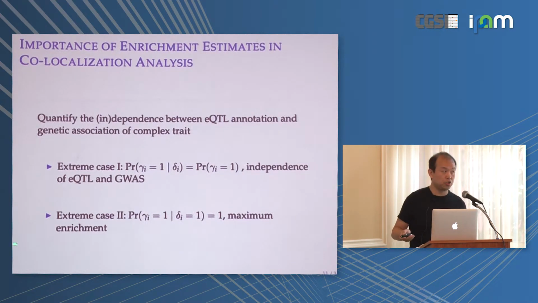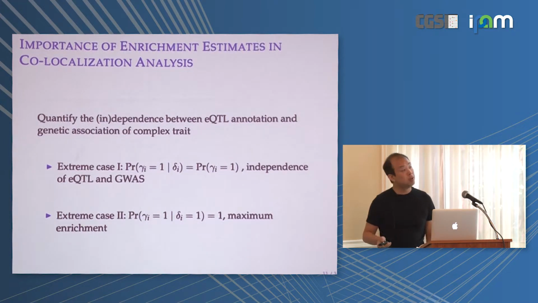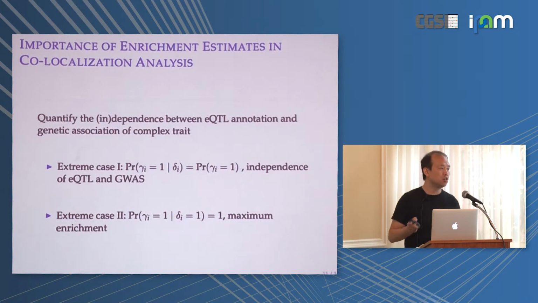This is another extreme. If you assume delta equal to 1 leads to gamma i equal to 1, this is essentially assuming all the eQTLs are going to be causal GWAS hits. So that's basically another level of extremeness. It's saying you would expect all the eQTLs you have to have something to do with the upper-level phenotype. That's what we call the maximum enrichment.